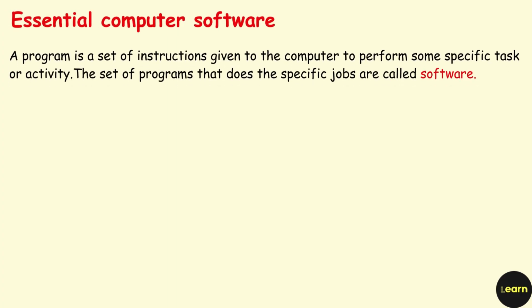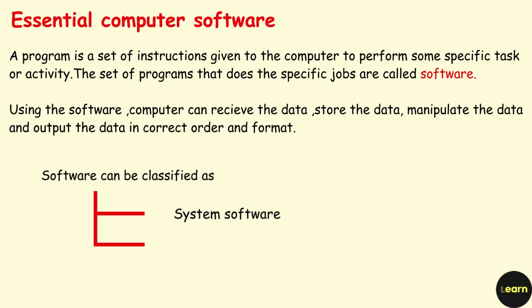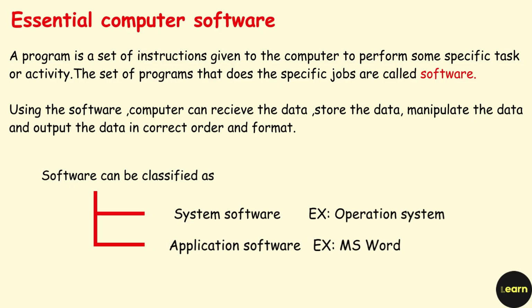Now let's move to the next topic: essential computer software. A program is a set of instructions given to the computer to perform some specific task or activity. The set of programs that does the specific jobs are called software. Using the software, computer can receive the data, store the data, manipulate the data and output the data in correct order and format. Software can be classified as system software, example: operating system, and application software, example: MS Word. Let's see each of them in detail.